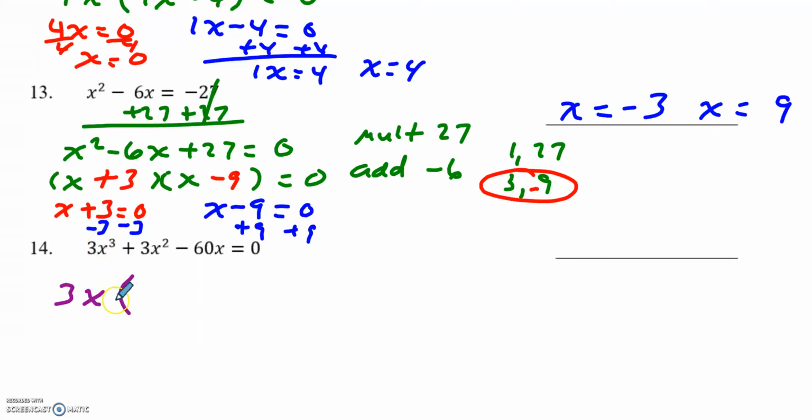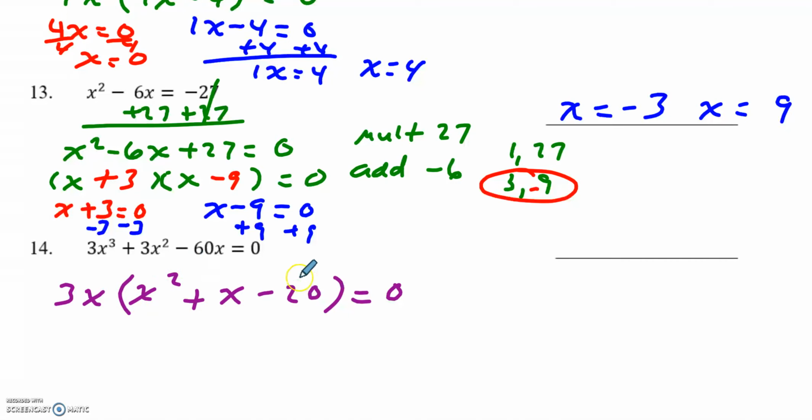3 divided by 3 is 1. X cubed, take out 1 is x squared, plus 3 divided by 3 is 1. Take 1x out of 2, I'm left with 1. Negative 60 divided by 3 is negative 20. X divided by x is gone. So here's what I'm left with so far.